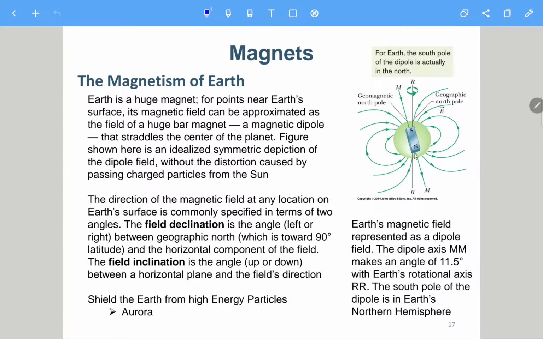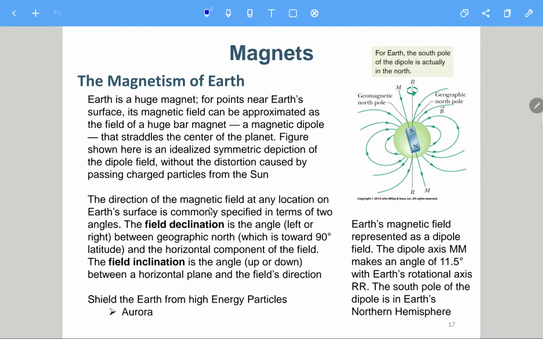The magnetic field comes from this point and then goes to the South Pole. The figure shows the idealized symmetric depiction of the dipole field, without the distortion caused by the charged particles from the sun.